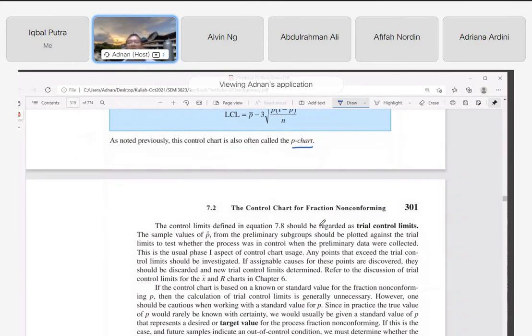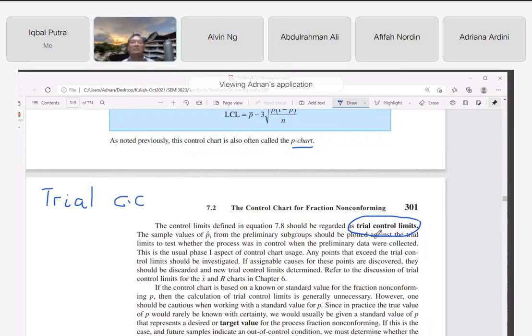We can also have the same situation as the X bar chart, where we have trial control limits and we can have revised control limits. We can start with a trial. Sometimes people call this phase 1 control charting. The trial control chart requires you to find trial control limits. Normally at the beginning of any control charting implementation, people produce a trial X bar chart or trial S chart, because normally the beginning of a process is not stable.